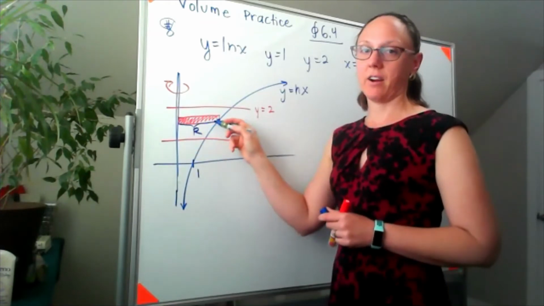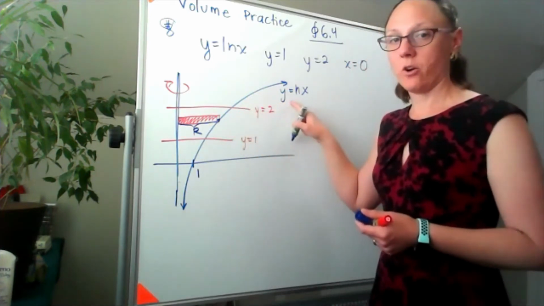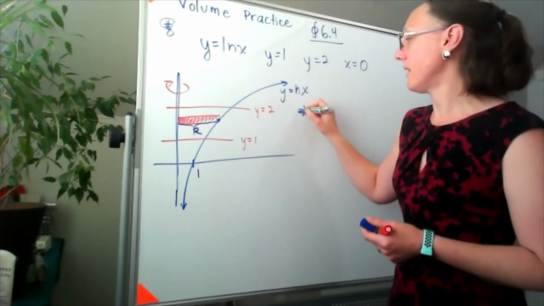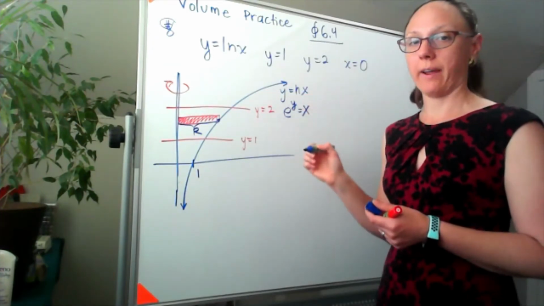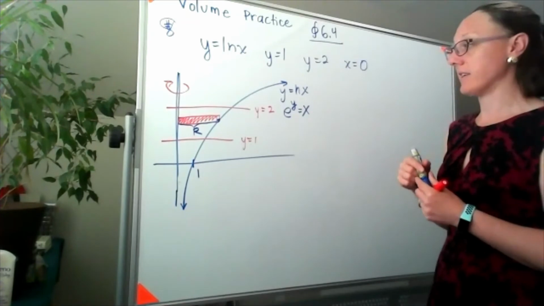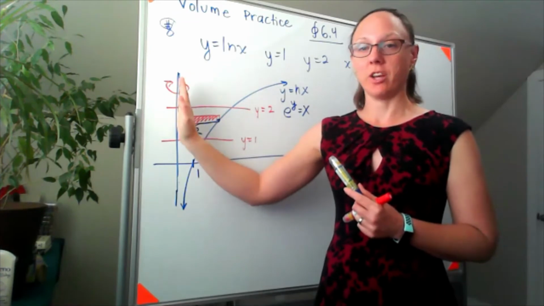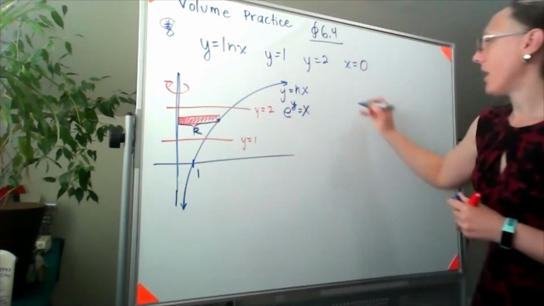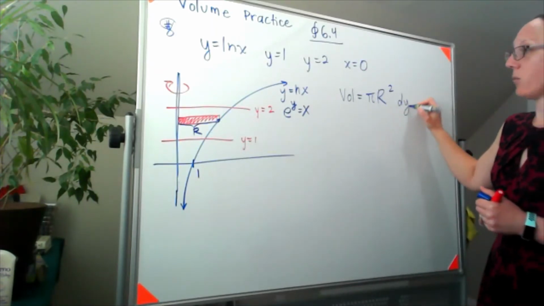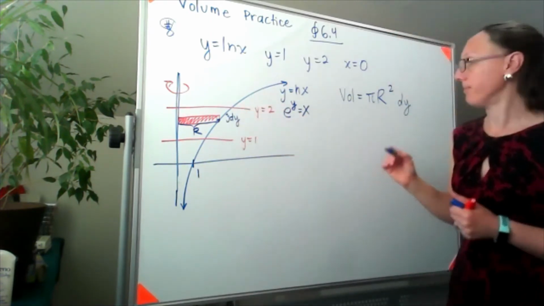But this distance here, it's not a y distance. That distance is an x value, which means I know that I'm going to need to change my function to actually look like x equals e raised to the y. Putting that together, and again, because I'm doing this as a volume of revolution, and one edge of my cross sections will always be touching the axis of rotation, I'm going to have that the volume is pi r squared dy. And there's my little bit of dy for the thickness of that cross section.